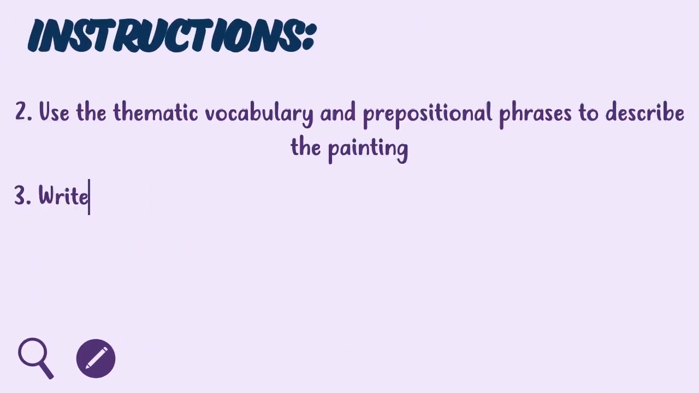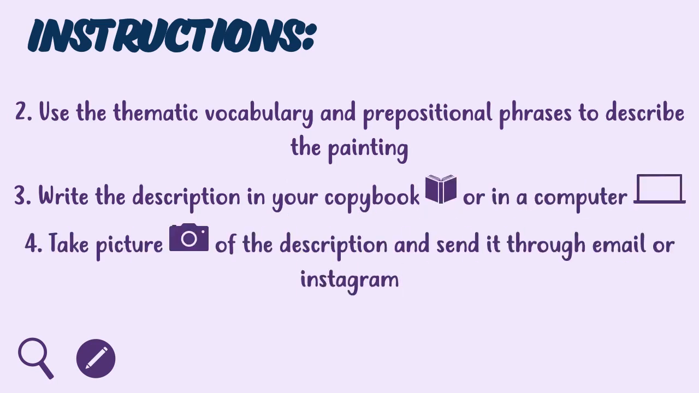The second instruction is that you have to use the thematic vocabulary and the prepositional phrases to describe the painting. After that, you have to write the description in your copybook or in a computer. And lastly, you have to take a picture of the description and send it through email or Instagram.